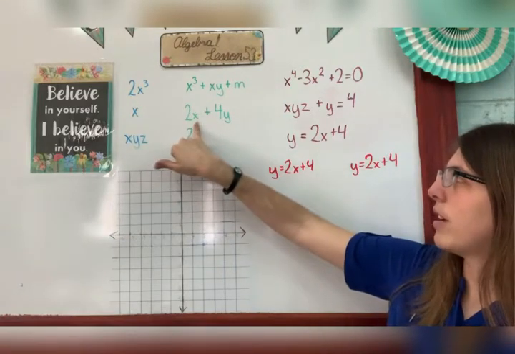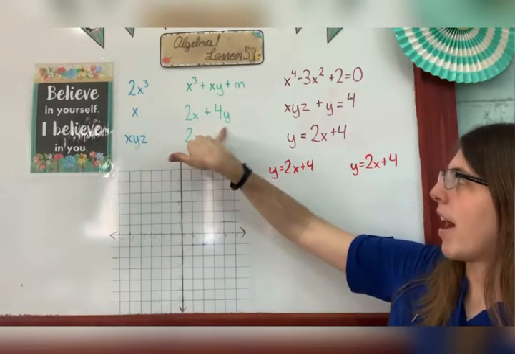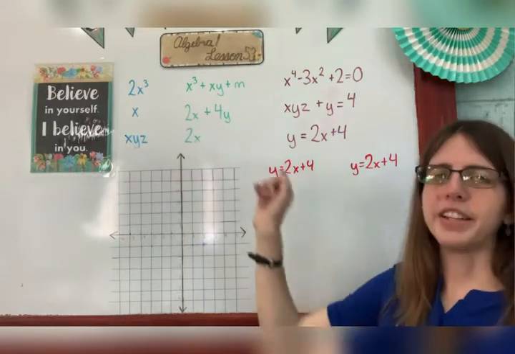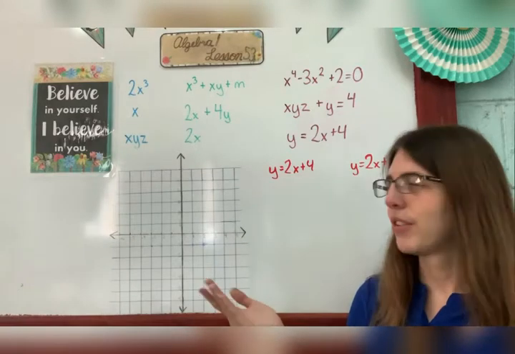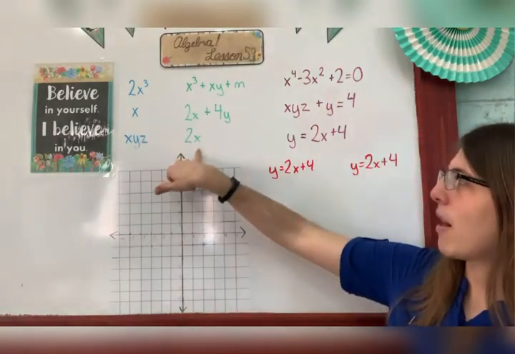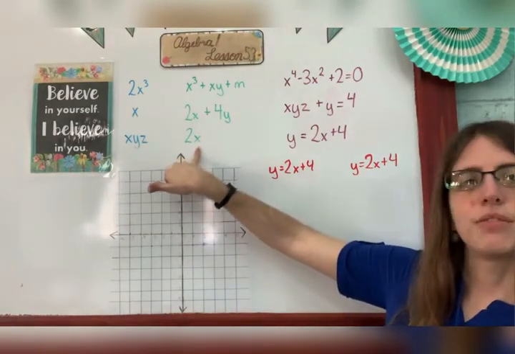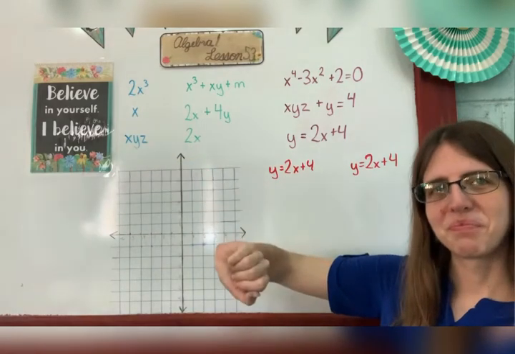Here, x has a degree of 1 and 4y has a degree of 1. So the degree is 1. It's a first degree polynomial because that's the highest exponent you have. This is a first degree polynomial as well because you just have your exponent 1.